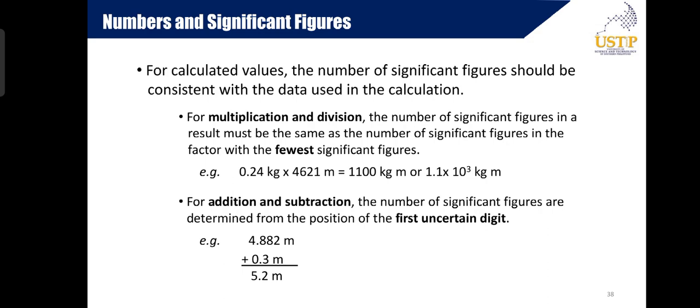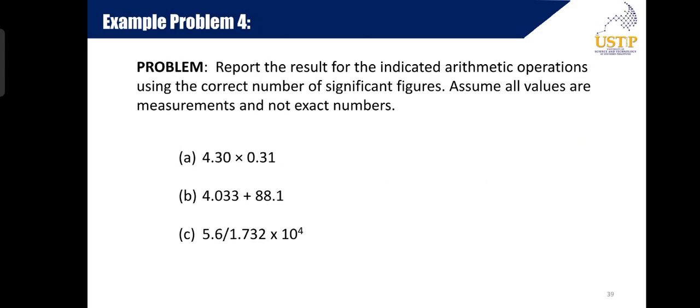So again, for multiplication and division, we express the answer with the fewest significant figures of the two numerical values that you have in the calculation. Now, for addition and subtraction, it is the least decimal place. Always remember that in mind.